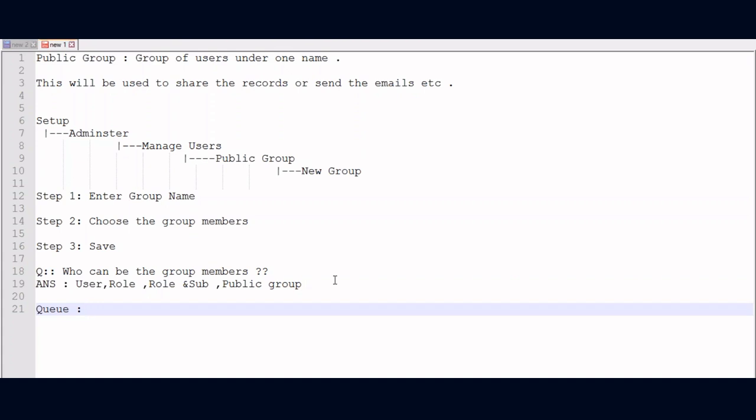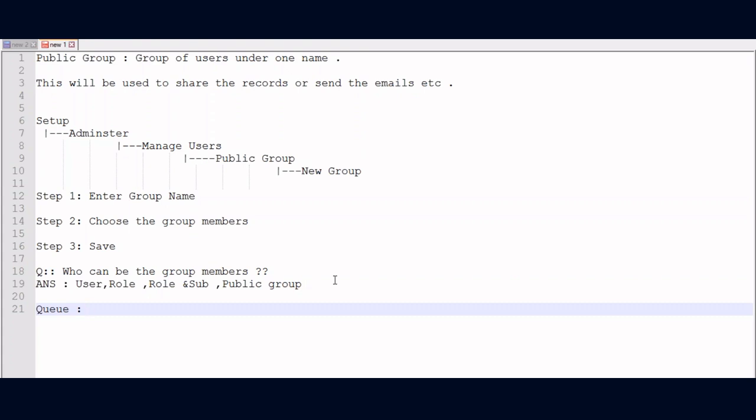Who can be an owner of a record? Owner of a record can be a user or a queue. Queue means sometimes a group of users will be an owner. If you want a group of users to be an owner, we will create them as a queue.